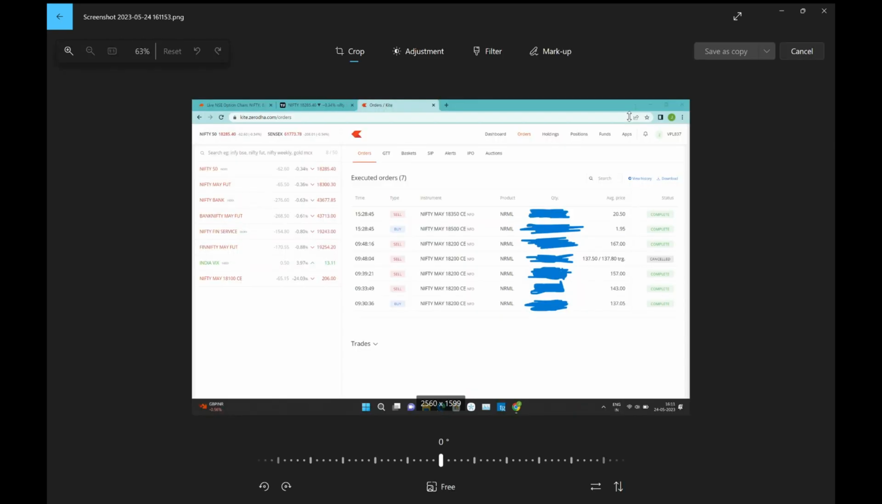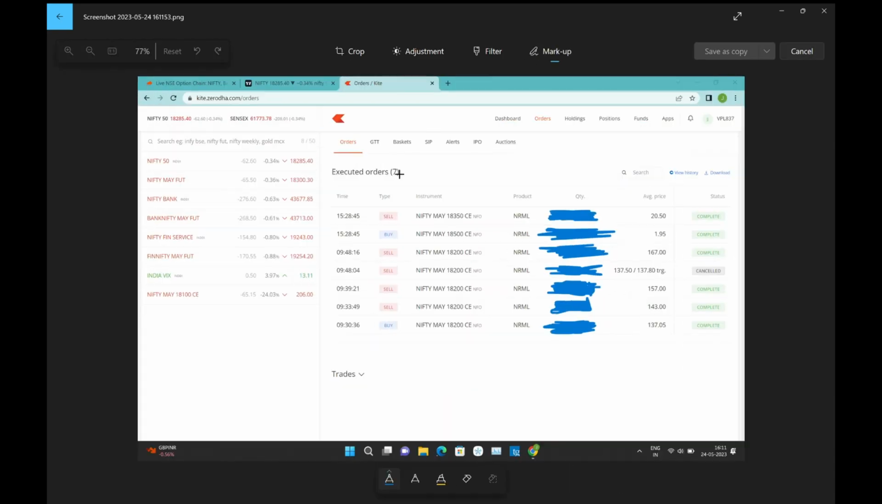Okay, so here my entry is at 9:30. We will mark just the 9:30 candle on the spot chart. Then I exited my partials at 9:33, so we will mark 9:33, and then we will mark 9:39 because I exited another partial at 9:39.